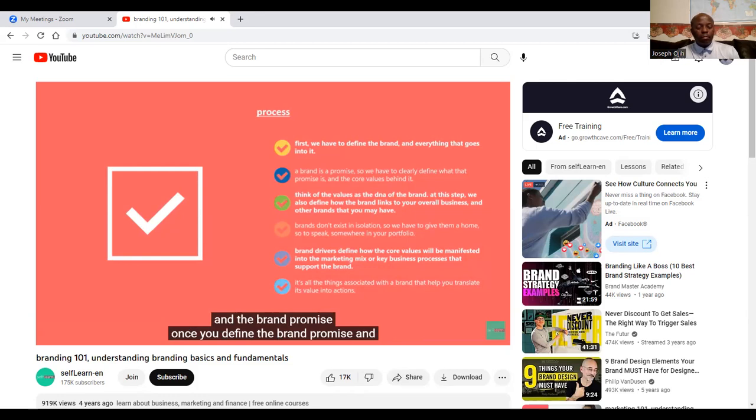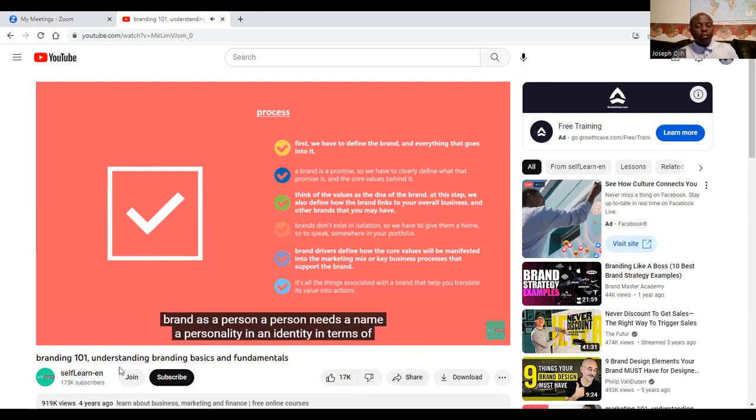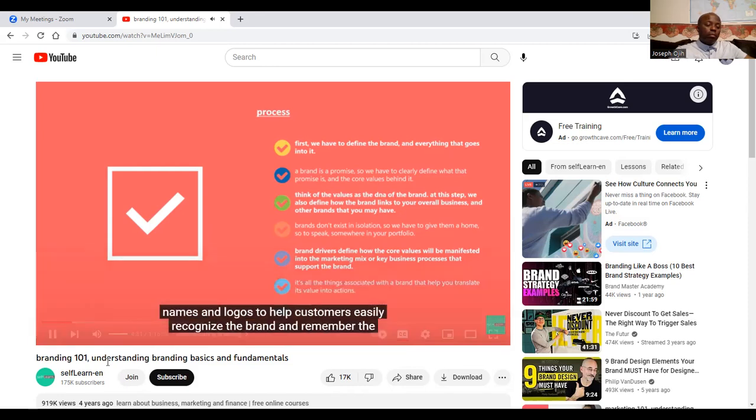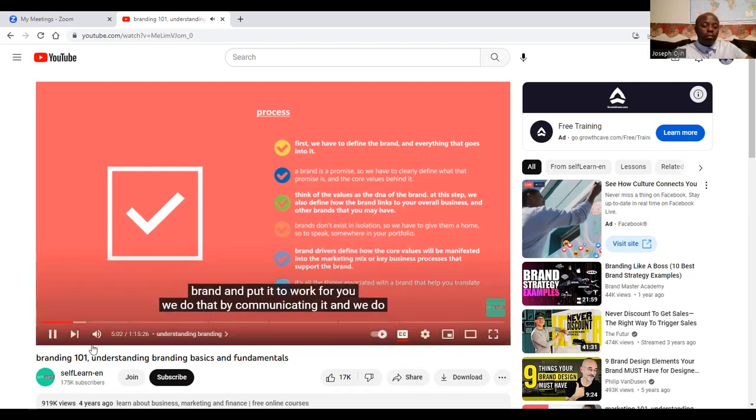Once you define the brand promise and how it's positioned in the marketplace, you need to express the brand. Imagine the brand as a person. A person needs a name, a personality, and an identity in terms of what they look like. You do the same for brands. At this step, we create brand names and logos to help customers easily recognize the brand and remember the promise that it delivers. At this stage, it's time to build awareness of the brand and put it to work for you.